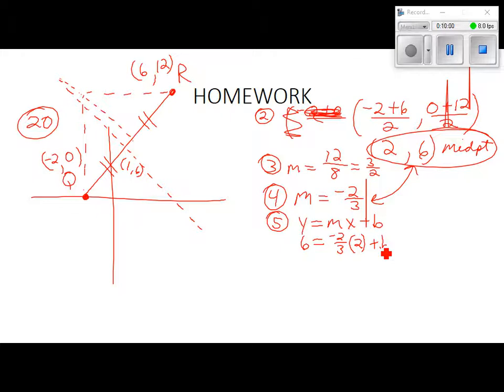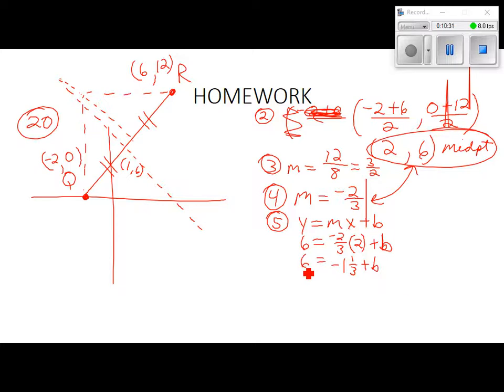Now what do we do to find b? That's a b, not a 6 there, Jason. You can tell that, right? b. What do we do to find b? We have to multiply it by the m. So we get 2 times negative 2 is negative 4 divided by 3. It's not going to come out even, is it? So it's negative 1 and 1/3.